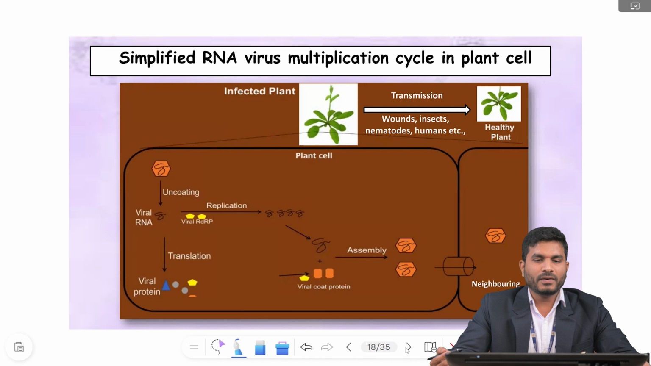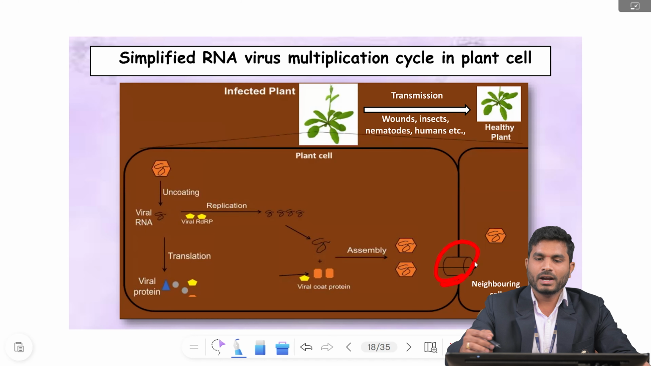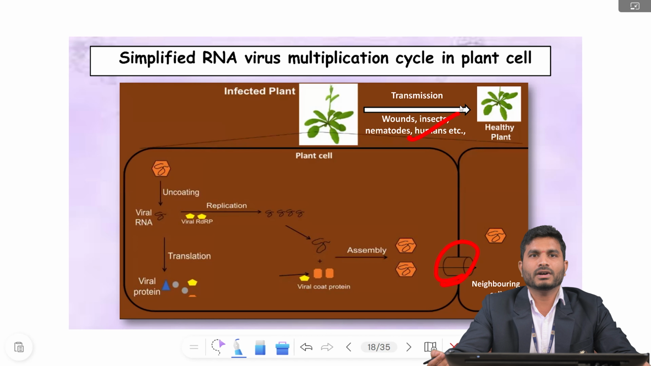This is a simplified RNA virus multiplication inside the cell. This is a typical example of an RNA virus infecting the cell. Once a virus enters the cell, the RNA genome is released, translated, and used to produce replicase enzymes. Replication occurs, new viral particles are assembled, and they move from cell to cell through plasmodesmata. Systemic infection happens via the vascular system, and insects such as aphids and whiteflies act as major vectors. This entire process is rapid and tightly dependent on host resources.